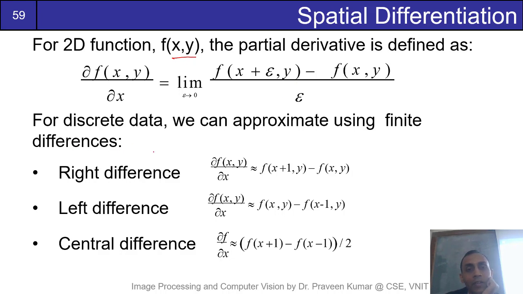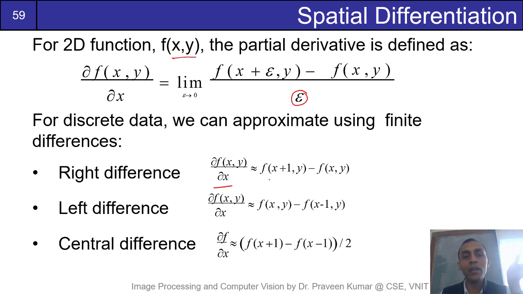In our discrete case, because we are not dealing with continuous functions, we have images. What is the smallest delta change that we have in x or in y? It's 1 pixel, because between 2 pixels we have lost already due to sampling, we don't have values there. So the smallest difference that we can take is of 1 pixel. So we can define our partial derivative operator either in x or y direction by taking a difference of 2 consecutive pixels in x direction or y direction.